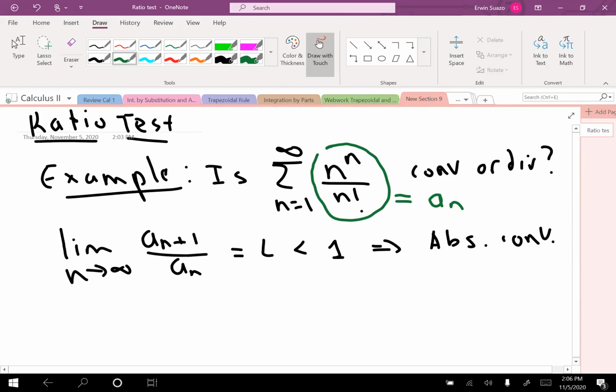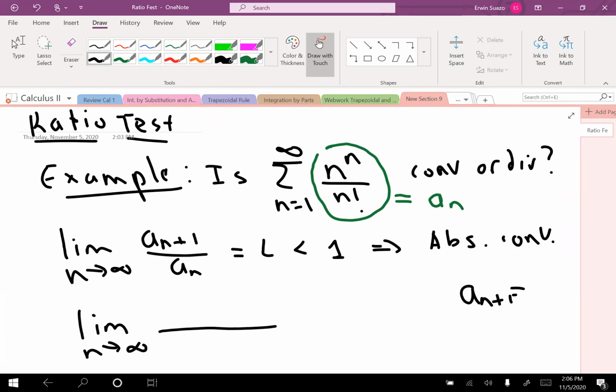Let me give you 3 minutes. You write what is a_(n+1). You're gonna put right here what is n plus 1, and then here you're gonna do the quotient, a_(n+1) divided by a_n, and take that limit. But make a serious effort.